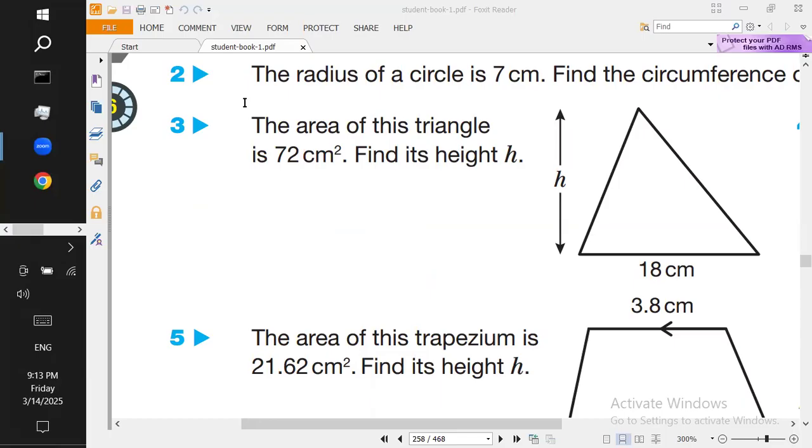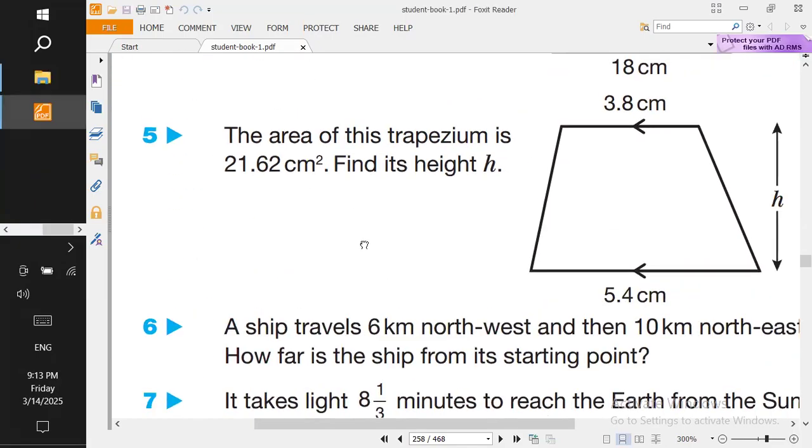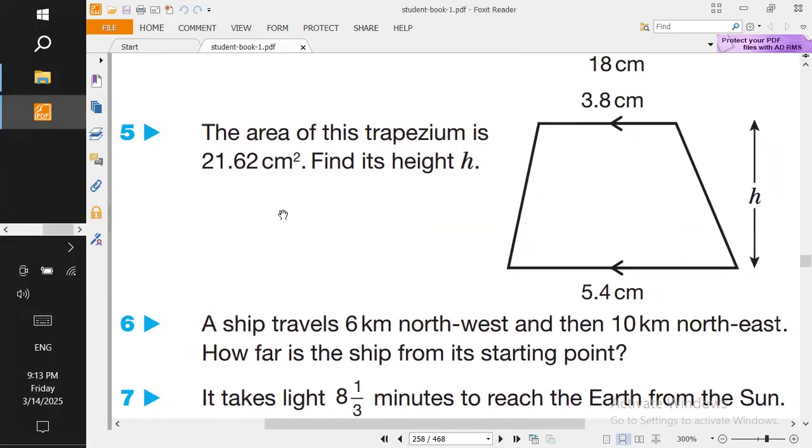In this question here, the area of this trapezium is 21.62 centimeters squared. Find its height. So here, the trapezium, they gave us the area. We need to find the height. Same idea. I'm going to go the opposite way. Yes, you have to use the formula of the shape that they gave you.